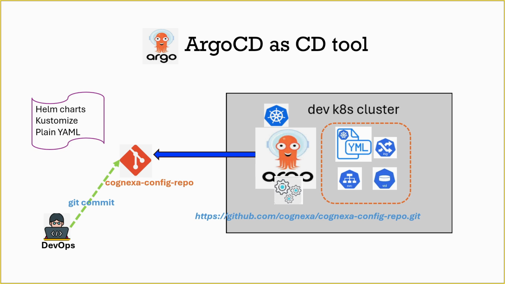This ensures that the cluster always matches what is defined in Git and prevents configuration drift caused by unauthorized manual changes. So you can finally say goodbye to manually running commands like kubectl apply or helm upgrade every time you want to deploy.